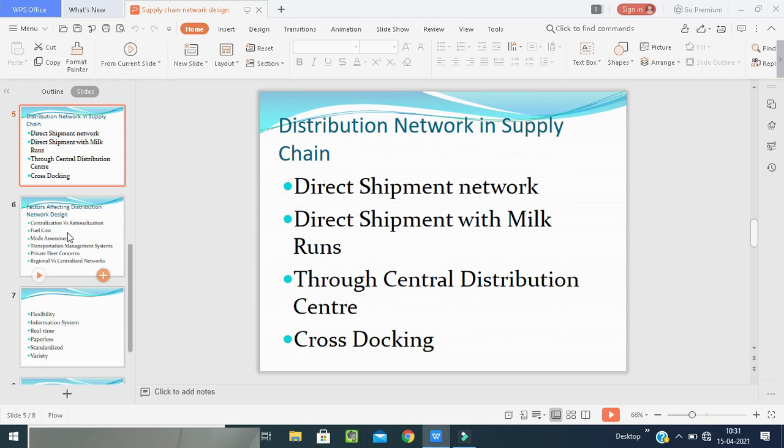So here what is happening? The distributor is supplying the goods to the retailer directly, and whatever the transportation is taking place, whatever the logistic criteria is taking place, it is going to be involved with these two persons, and depending on the needs, they will take the decision.